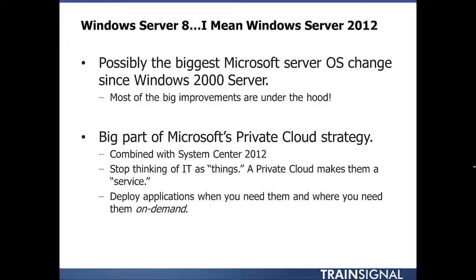And what I mean by this is that when you want to implement a new Exchange system, you start thinking about the things. Well, I need a server and I need this much RAM and I have to have this much storage and I need this software license. Well, with a private cloud strategy, as far as Microsoft is concerned, you will simply think of the service, the thing you need, the Exchange system, and you'll be able to turn that on, if you will, on demand when you need it. And you can scale it up, scale it down as demands change.